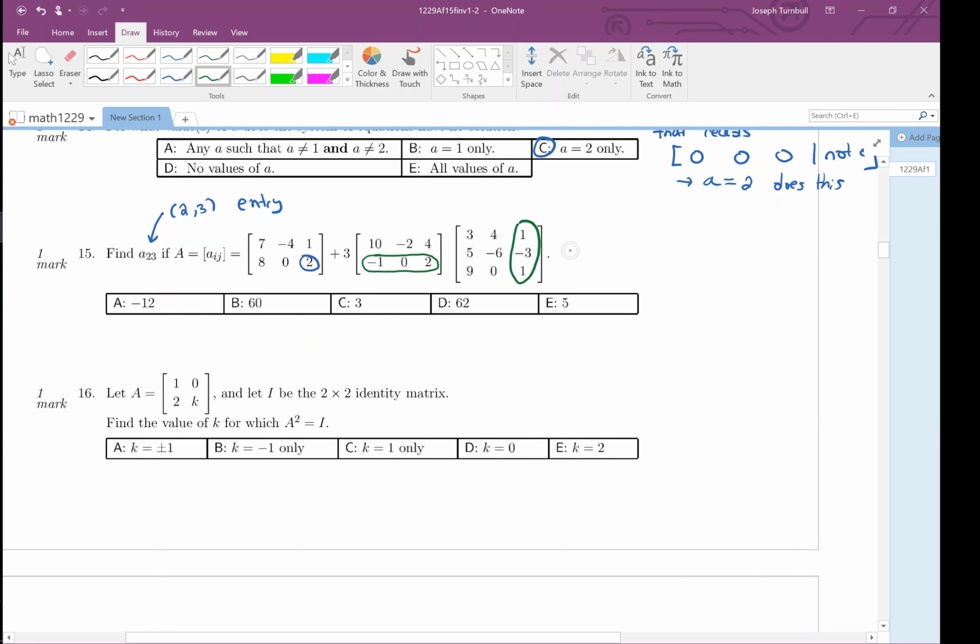Here we go. So A23 is equal to 2 plus 3 times that dot product. 1, negative 1, 0, 2, dotted with 1, negative 3, 1. So that's 2 plus 3 times negative 1 times 1, 0 times negative 3, 0, 2 times 1, 2. So that's going to be 2 plus 3 times 1, which is 5. So option E.